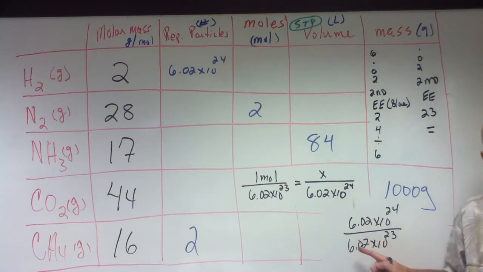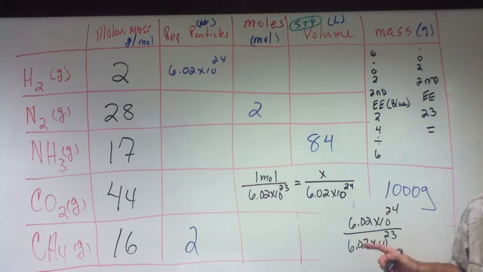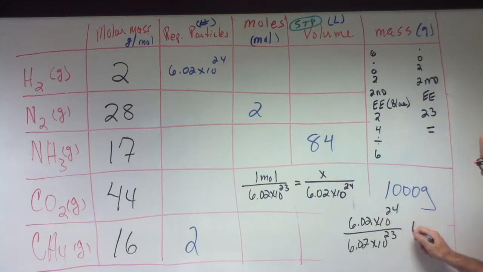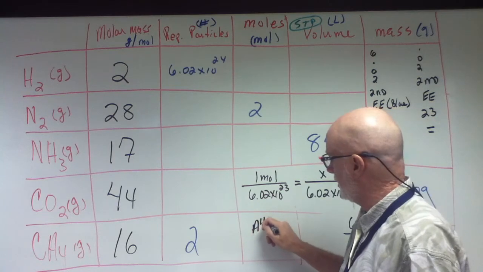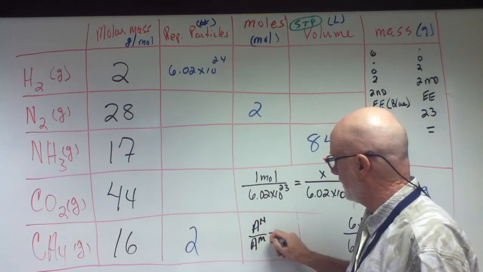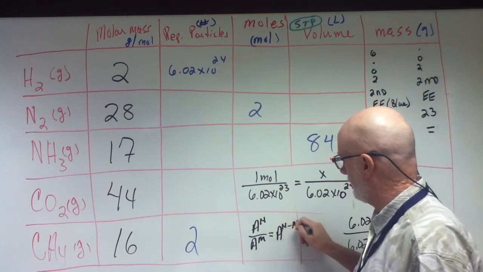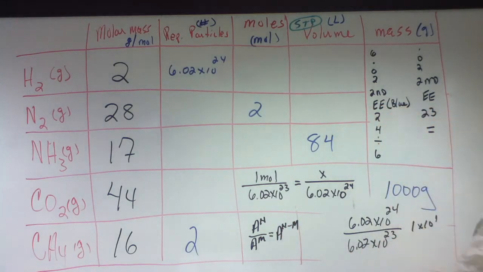6.02 divided by 6.02 is 1, right? 10 to the 24th divided by 10 to the 23rd is 10. What's 1 times 10? 10. Because this is going to be 1 times 10 to the 1, which is simply 10, right? Because 10 to the 24th divided by 10 to the 23rd. You see that? In other words, a to the n divided by a to the m equals a to the n minus m. So 24 minus 23.